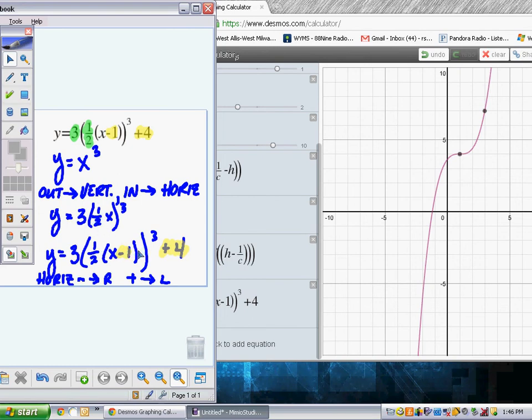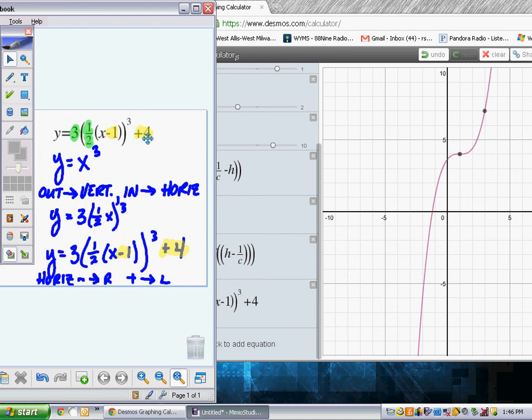Then you put your translations in, your shifts in other words. And so this one is going to be inside the horizontal, moves to the right 1, subtraction means to the right, and then up 4. The outside is your vertical, it moves up 4. There you go, that's a transformation.